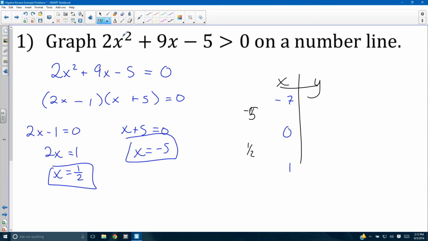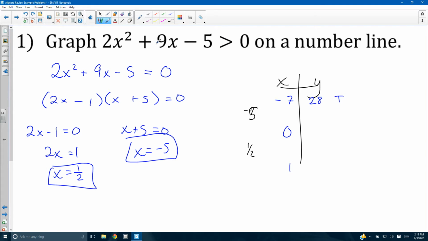Negative 7 squared is 49. 49 times 2 is 98. Negative 7 times 9 is negative 63. 98 minus 63 is 35... 33. 33 minus 5 is 28. That is greater than 0. It's a positive number. That will be a part of our solution set. Anything less than negative 5 for x will give you a y value that is positive.